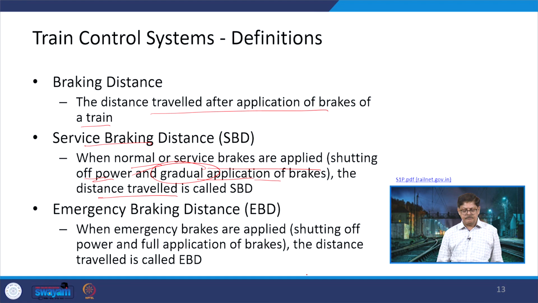The other one is the emergency braking distance. Emergency braking distance is related to the full application of the brakes as well as the shutting off of the power, because there is an emergency condition due to which the train has to be brought to a stop early, and that is what is EBD.